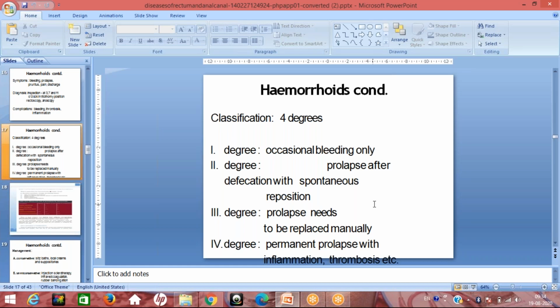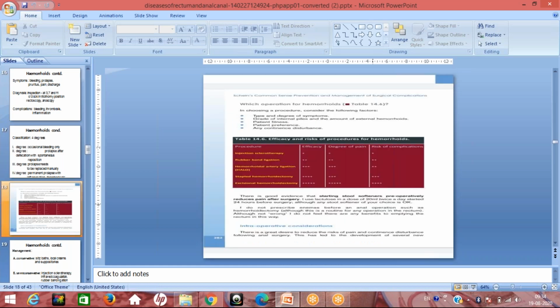These permanently prolapsed hemorrhoids have secondary complications like inflammation and thrombosis, etc. So we already discussed in the previous class the most common methods: injection sclerotherapy, rubber band ligation, and hemorrhoid artery ligation, which is done with Doppler guidance and is a relatively newer modality. And stapled hemorrhoidectomy, more specifically called stapled hemorrhoidopexy. And the age-old surgery is excisional hemorrhoidectomy.